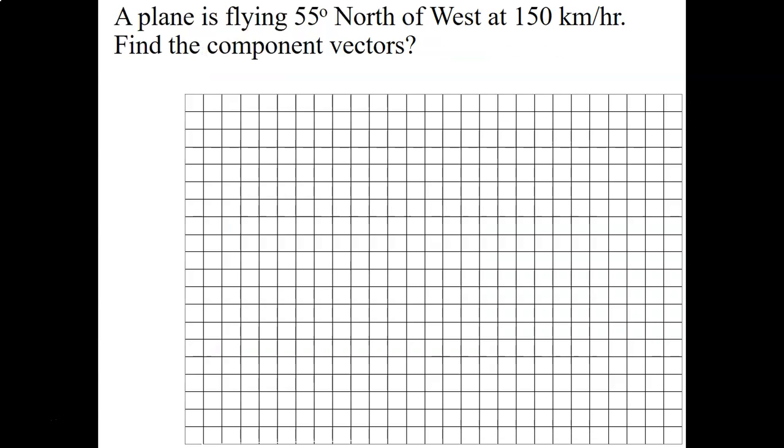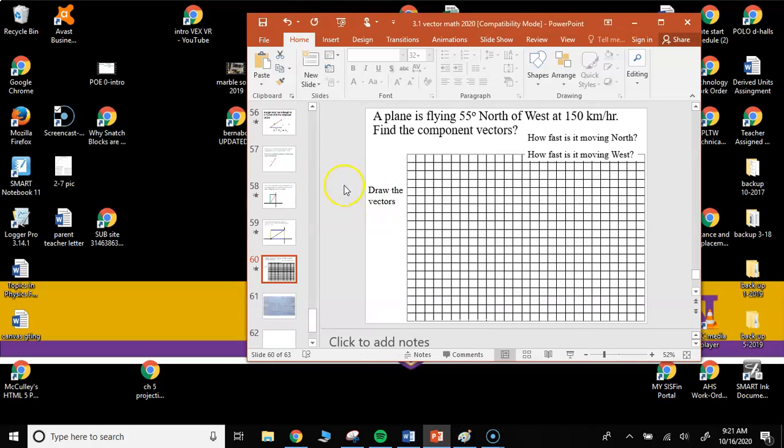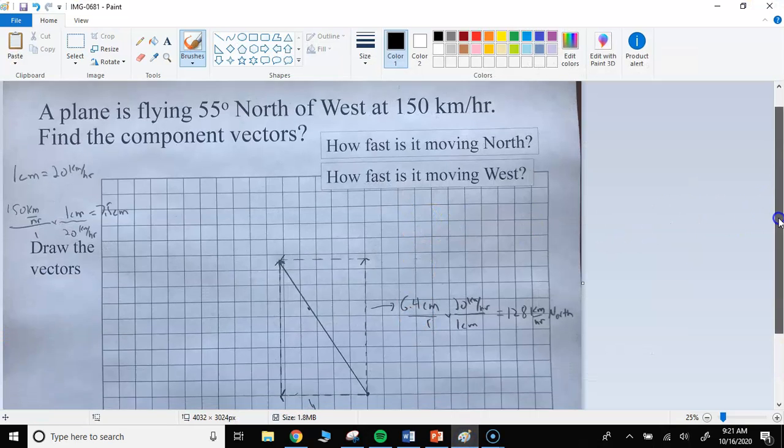So here's an example of one that you're going to be doing similar on your homework. We've got a plane that's flying 55 degrees north of west at 150 kilometers per hour. Find the component vectors, or find the north-south vector and the east-west vector. So I've done that ahead of time.